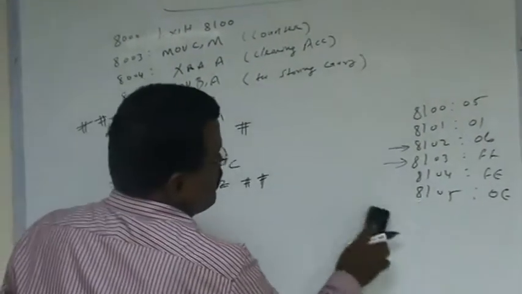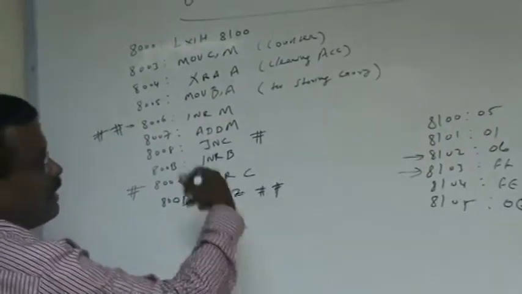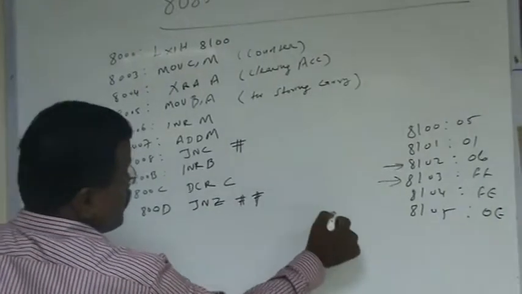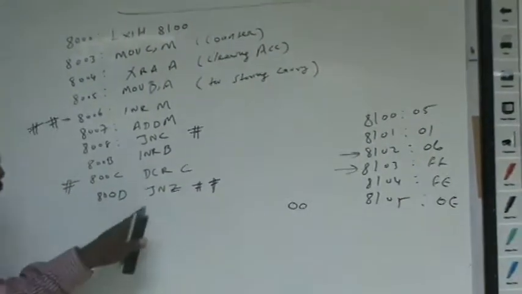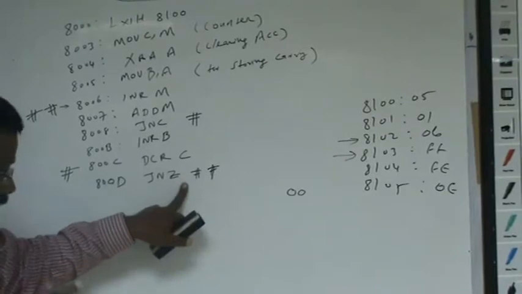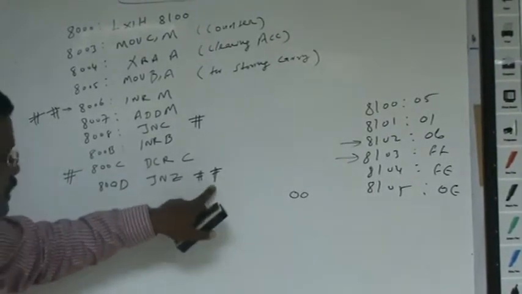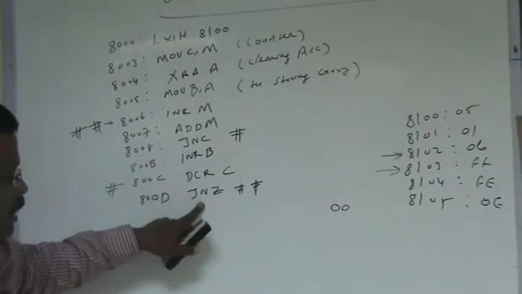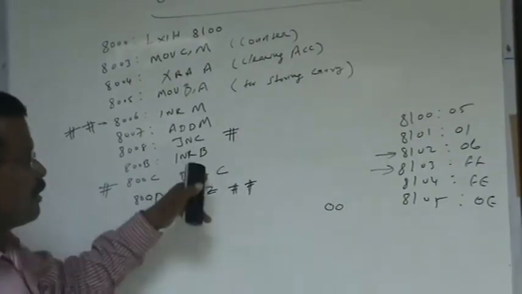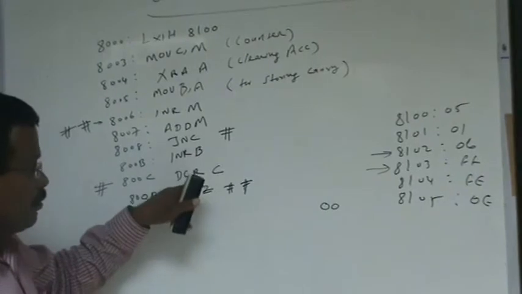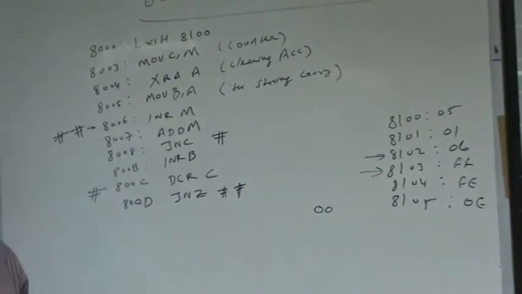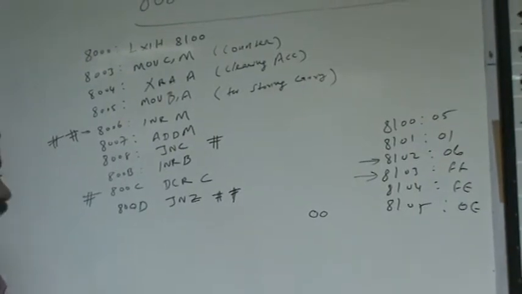Whenever you are fetching the fifth data, all the 5 data have been added, and the content of C will become 00. So in that case, the 0 flag is set to 1. If the 0 flag is not set to 1, it will go back to incrementing memory. If it is set to 1, it will come down. If the result becomes 0 during the operation of DCR C, the 0 flag is set to 1. It will indicate that all the 5 data have been added.